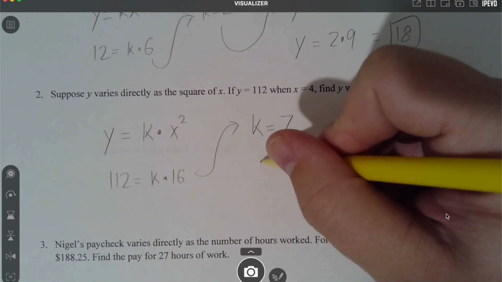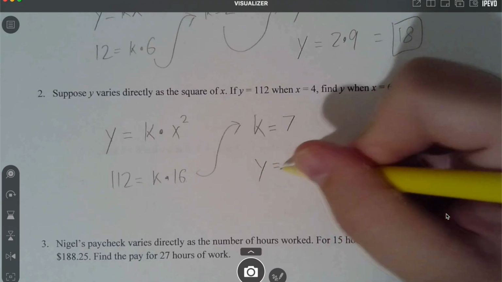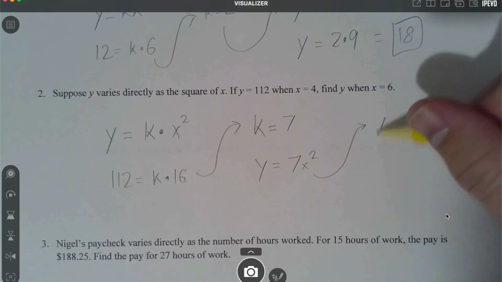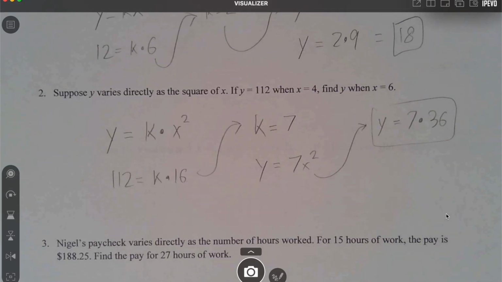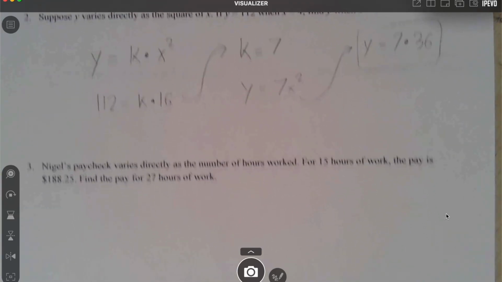I now re-plug in the initial formula, or I start writing out the initial formula. And finally, I plug in some new information. y equals 7 times, I guess, 36. And honestly, whatever that is, work that out. Plug it into your calculator. Whatever that is, that's your final answer. So really, that one's not too bad.